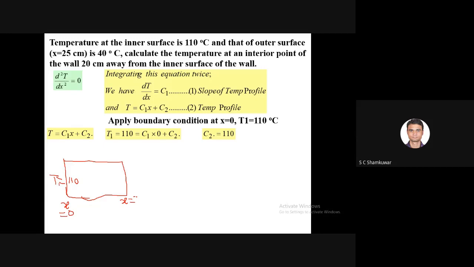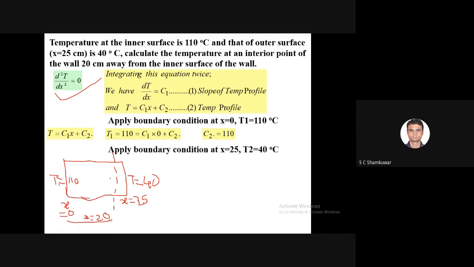X is equal to 25. Excuse me for this handwriting. What is the temperature? It is 40. You need to find out what the temperature is when x is how much? 20. Okay, this is the problem. We are using the Laplace equation for this, for one dimensional. So now apply the second boundary condition.